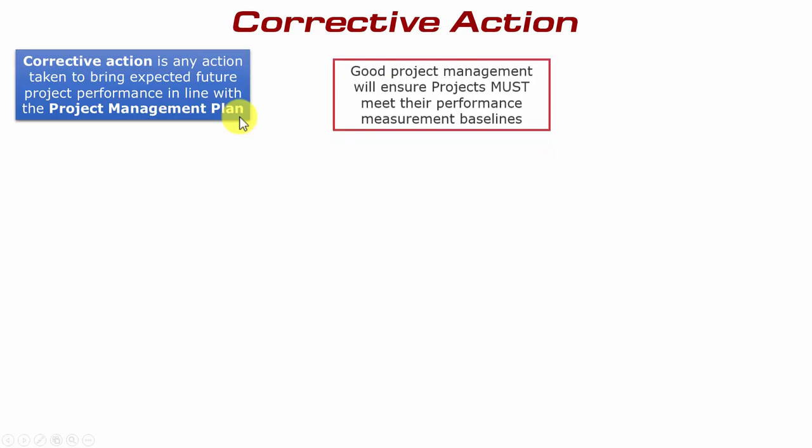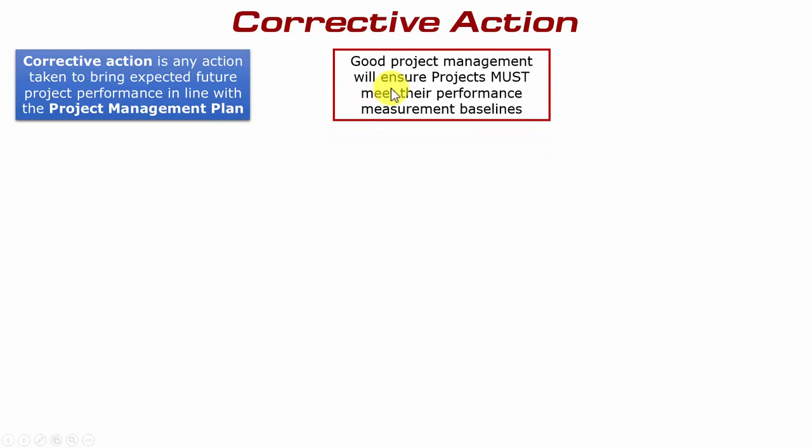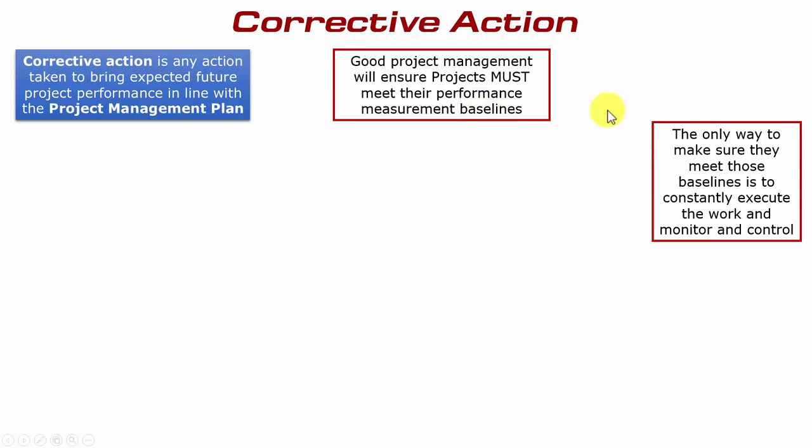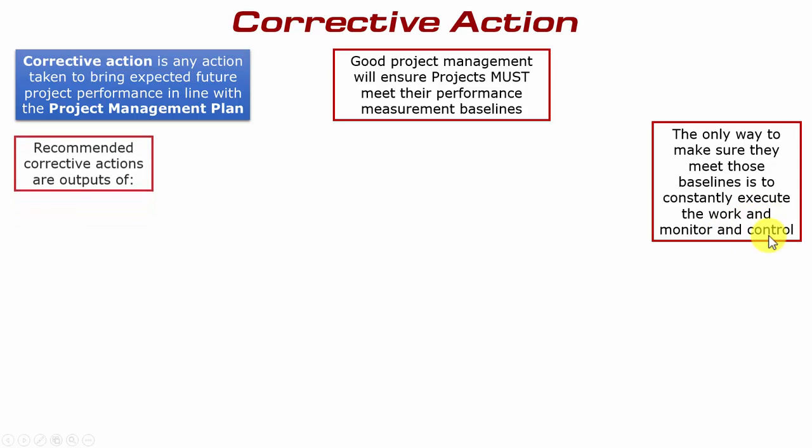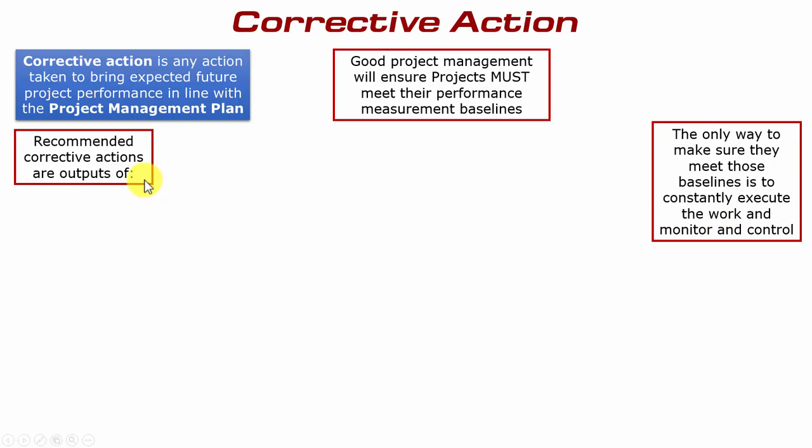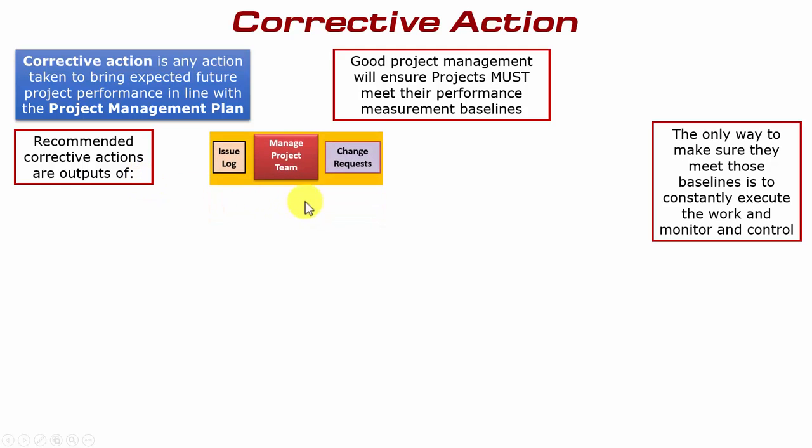Now, good project management will ensure that projects must meet their performance measurement baselines. Do you remember the three? Scope, cost and schedule. And if you find you're drifting off from any of those, then the project manager must apply some form of corrective action. Similarly, the only way to make sure they meet those baselines is to constantly execute the work and monitor and control. Now, the recommended corrective actions are outputs typically of, for example, Manage the Project Team.